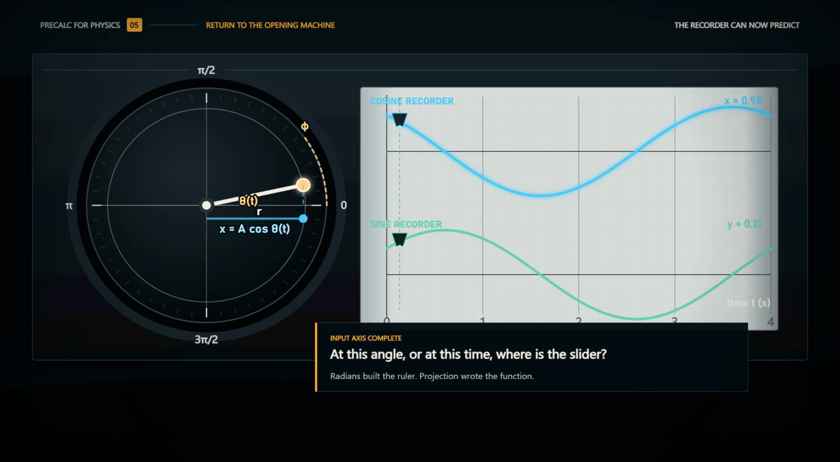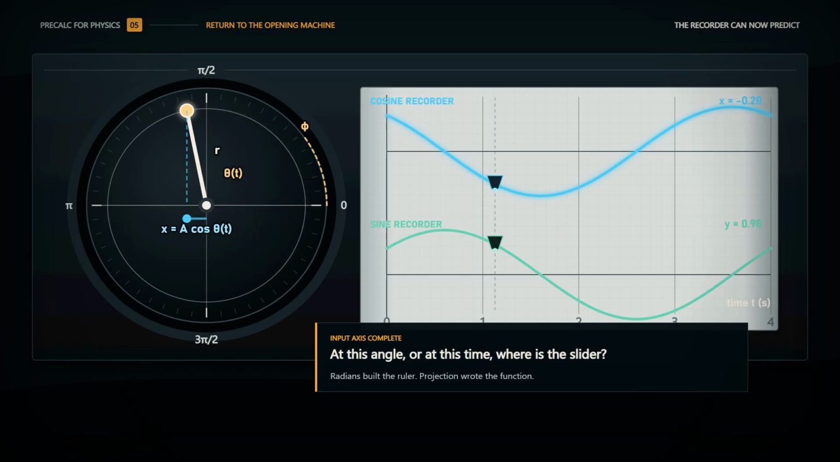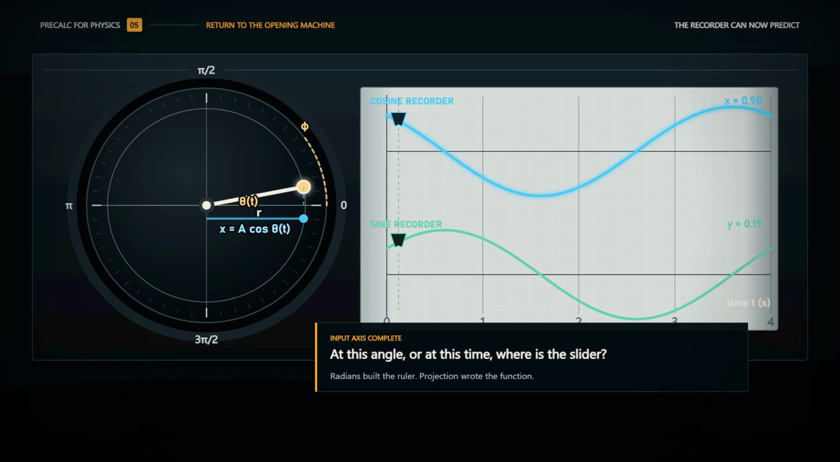Return to the opening recorder. Its horizontal axis is no longer blank. Every point on the curve now answers a physical question. At this angle, or at this time, where is the slider? Radians built the input ruler, and the rotating projection wrote the function.